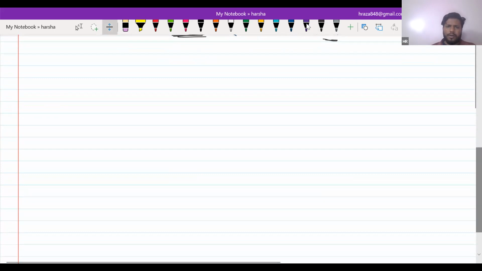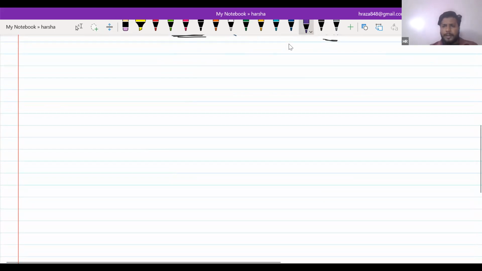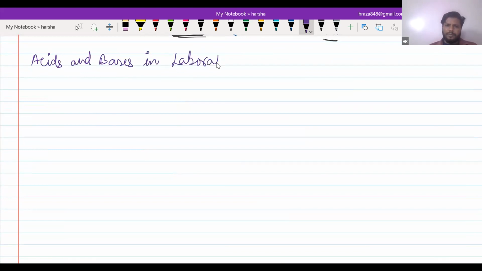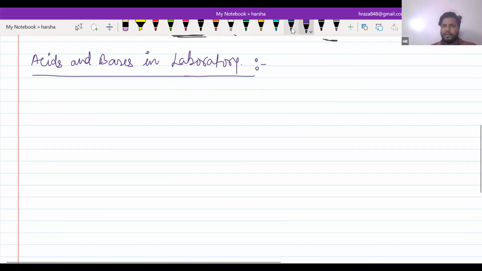Now see, we are going to recognize how to identify acids or bases in the laboratory. There is another process. So write a topic: acids and bases in laboratory. In the laboratory, blue litmus and red litmus are available, which we can use to test for acid or bases. There is another method to recognize whether it is an acid or base, that is called olfactory indicator.